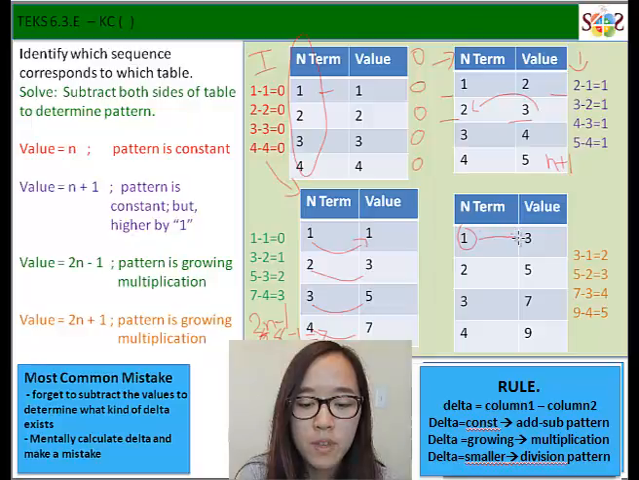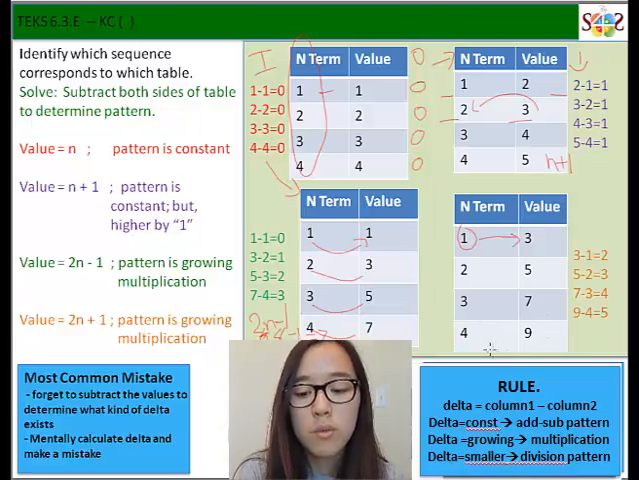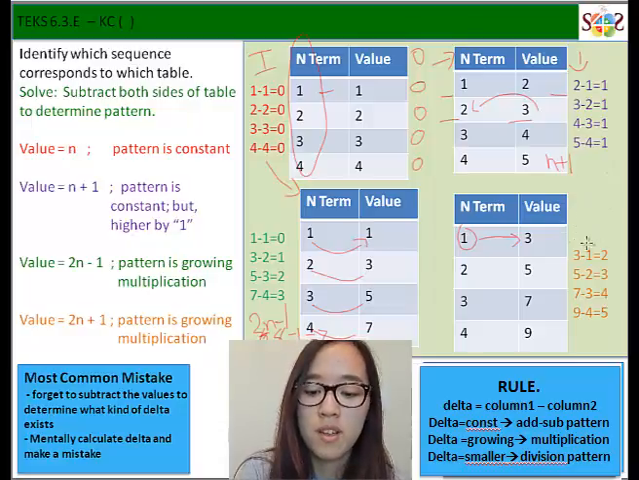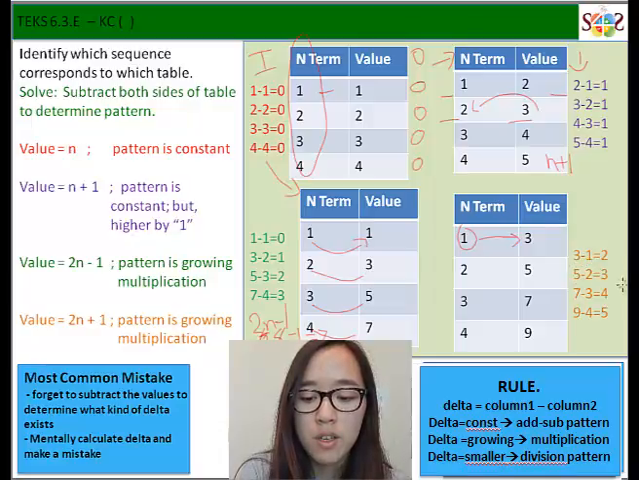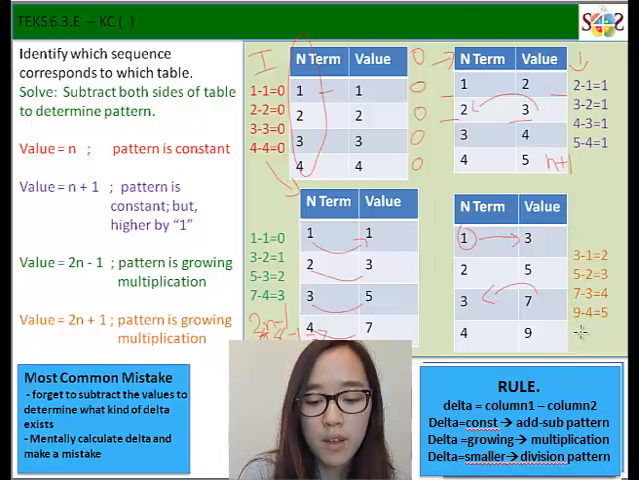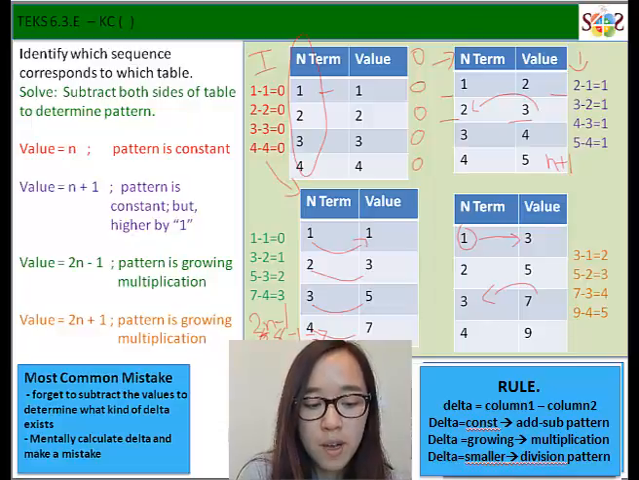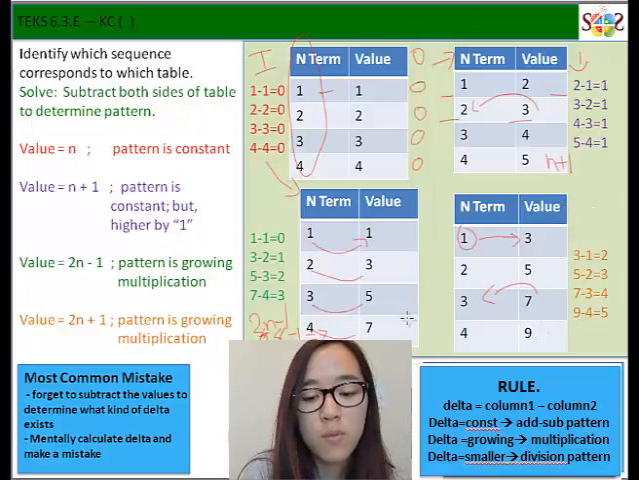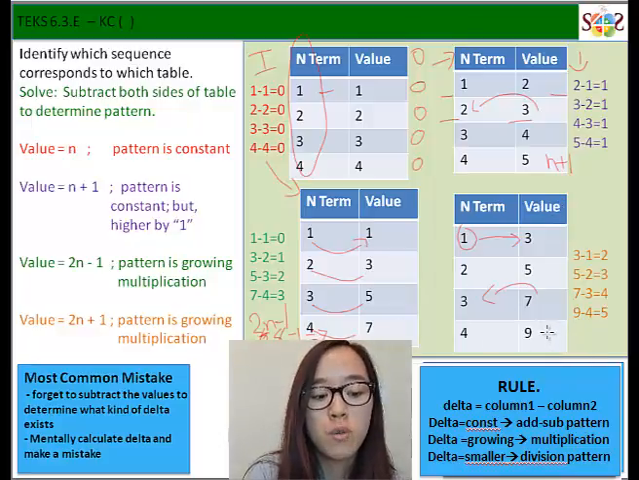2 and then 5, 3, and then 7, and then 4 results with 9. So when we use subtraction to try to find the sequence for this table, we see that 3 minus 1 equals 2, 5 minus 2 equals 3, 7 minus 3 equals 4, and 9 minus 4 equals 5. So we see that this pattern is also growing by multiplication, but instead of subtracting 1 after we multiply the n by 2, we're adding.